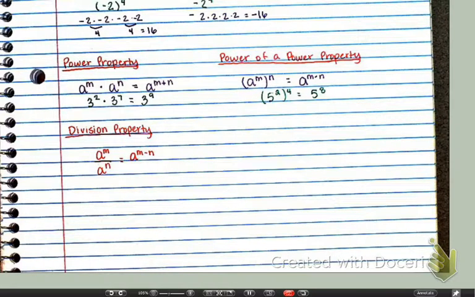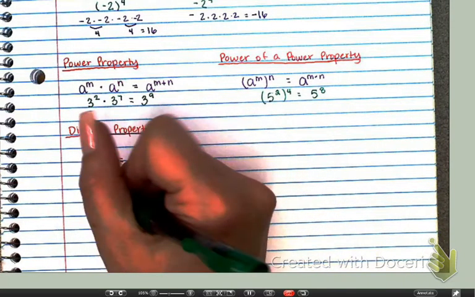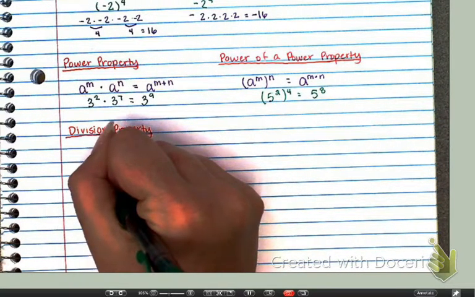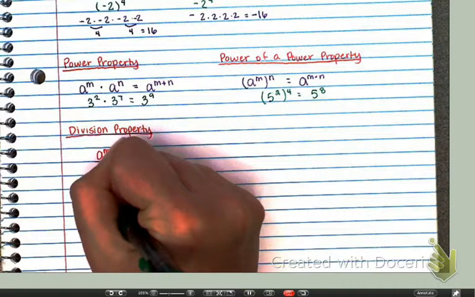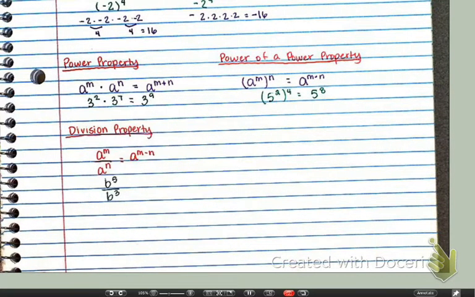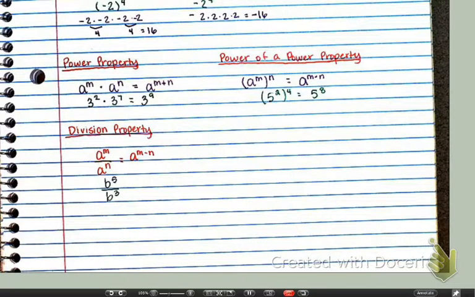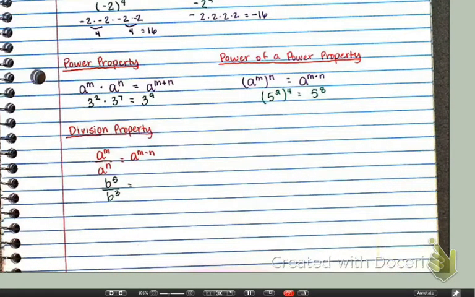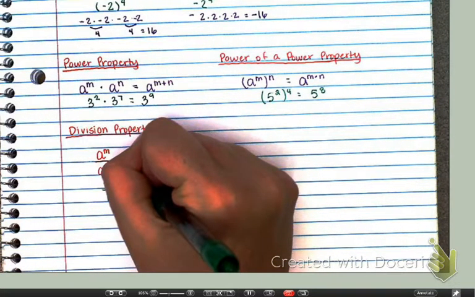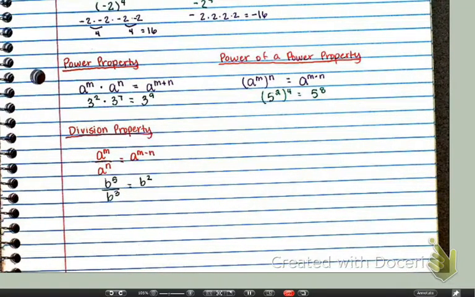For example, let's just do a basic one. So b to the 5th over b to the 3rd. They have the same base, so we subtract the exponents. What do we get? B to the 2nd power. We're doing all the basics right now because I want to make sure we understand the basics before we do anything too complicated.